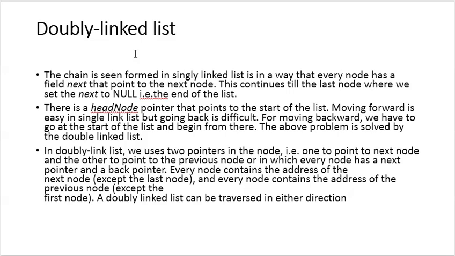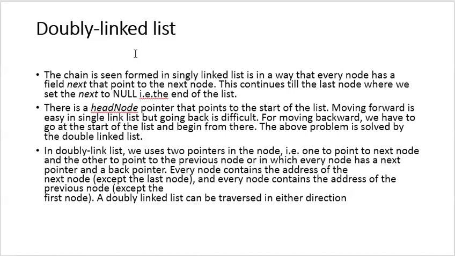This problem is solved by the doubly linked list. In a doubly linked list, we use 2 pointers in the node, one to point to the next node and the other to point to the previous node. In a single node, we will have 2 pointers, and every node has a next pointer and a back pointer.